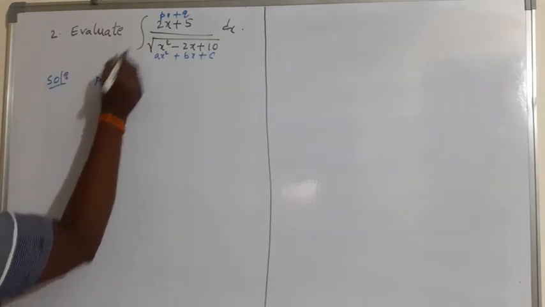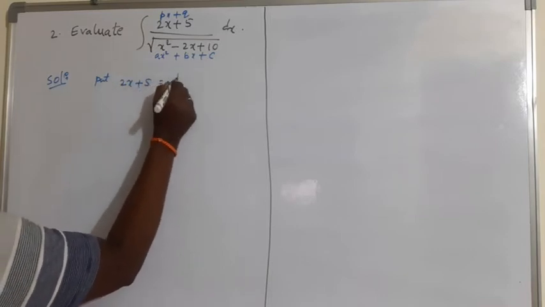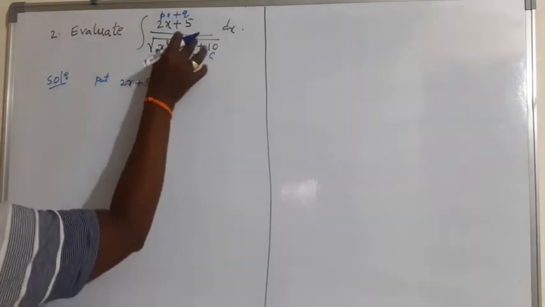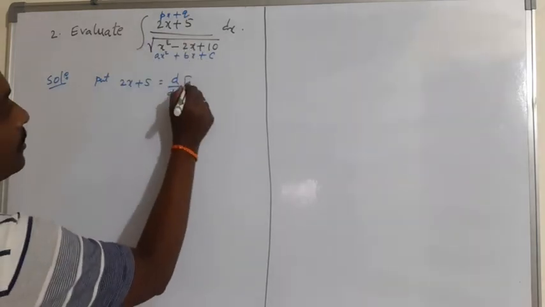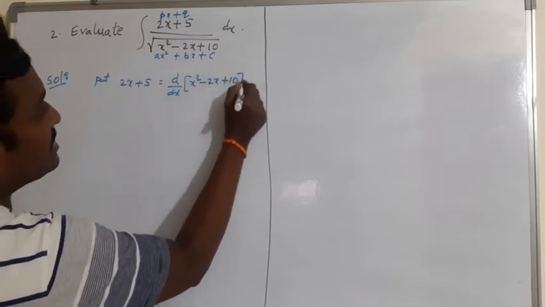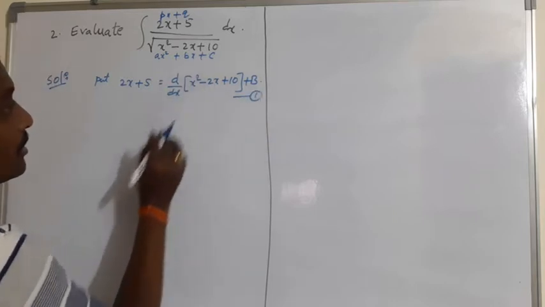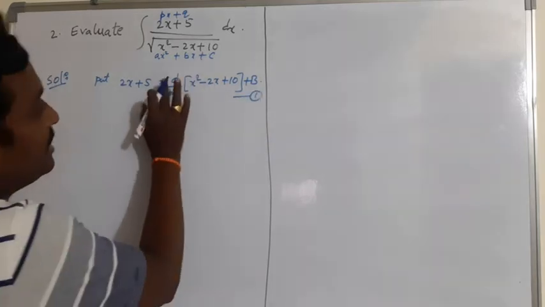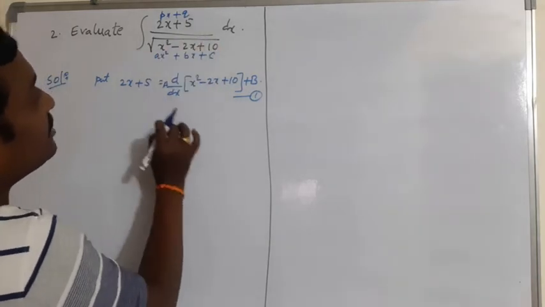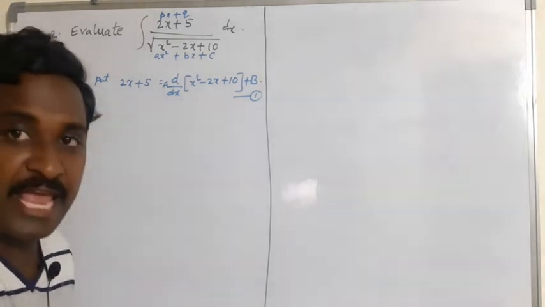Put the linear term, which is the numerator, 2x plus 5, equal to A times d by dx of the quadratic term involved in the given problem, which is x square minus 2x plus 10, plus B. Don't take the root here. It is enough to take A times the derivative of the quadratic term involved in the given problem. It is enough to find the values of A and B.